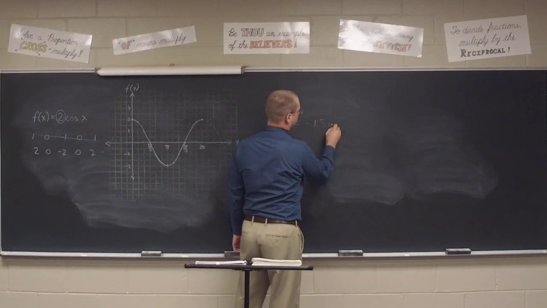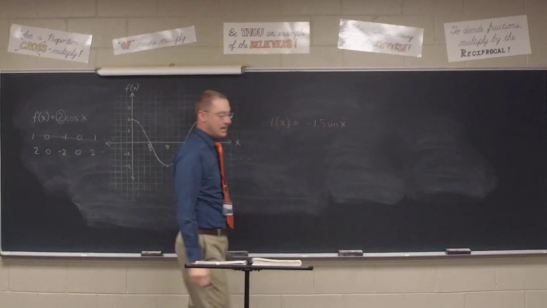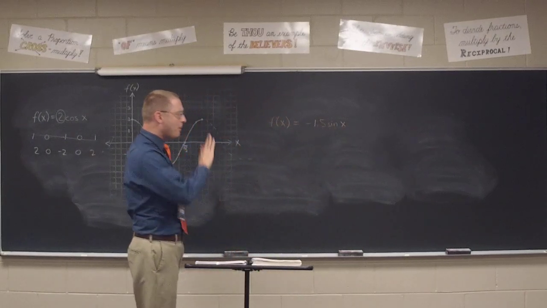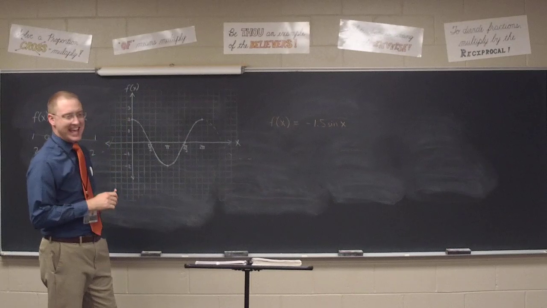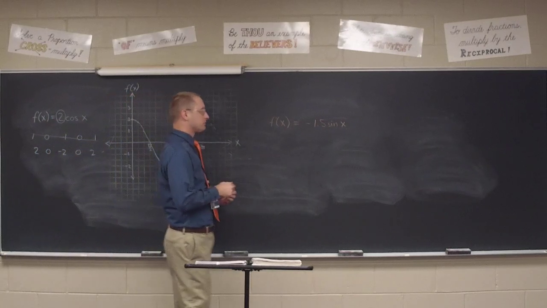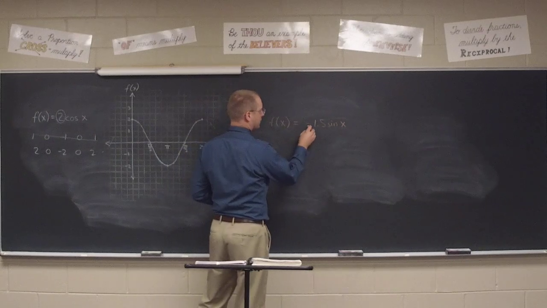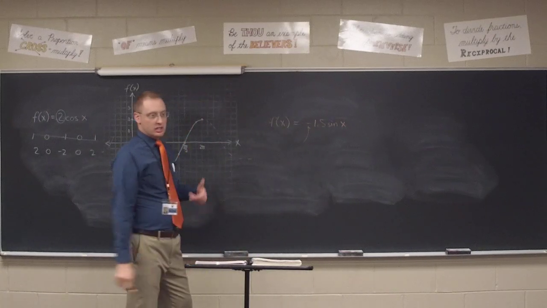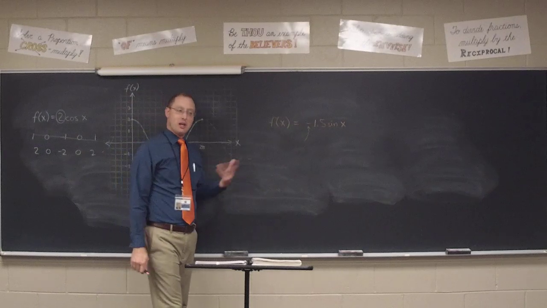All right, let's go and take a look at f of x equals negative 1.5 sine x. And a couple things going on here. First of all, what does that negative do to the graph, Ethan? It starts in negative. It's going to, anyone? Flip it. What's the word?